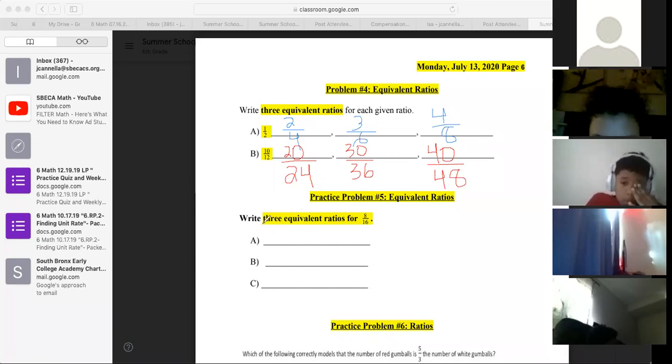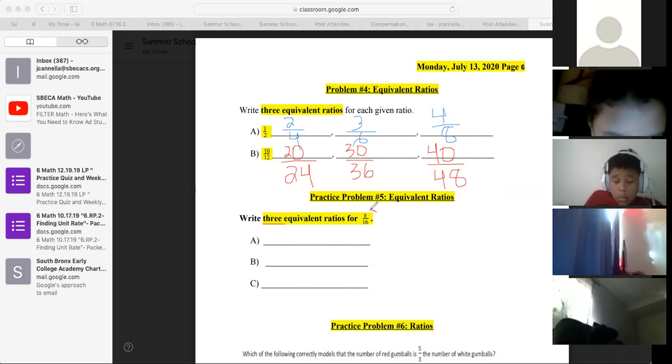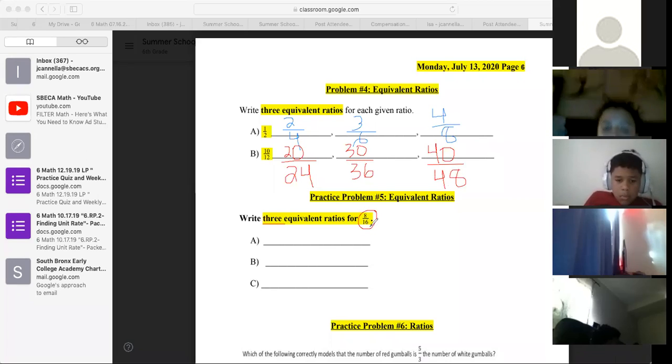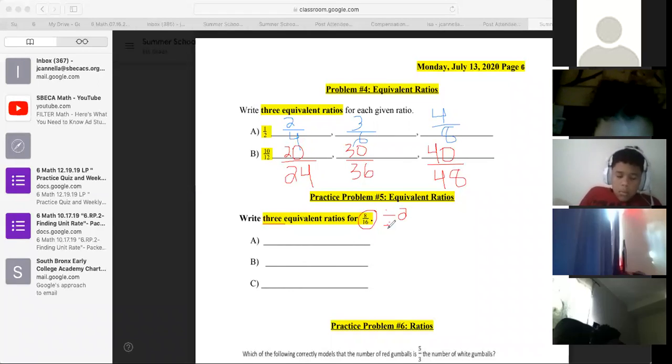Now write 3 equivalent ratios for 8 over 16. So we're going to break the fraction down or make it bigger. What number can I divide both 8 and 16 by? 2. So if I divide the top and bottom by 2, what do we now arrive at? 4 over 8. Yep.